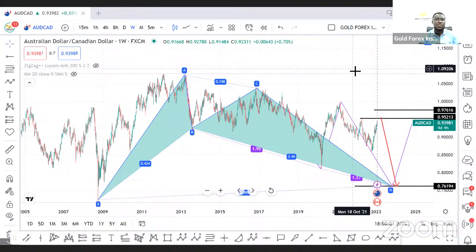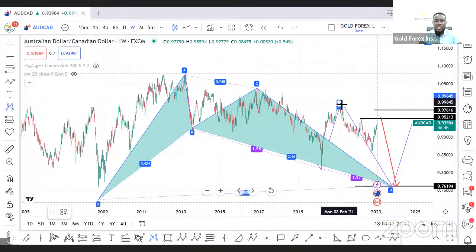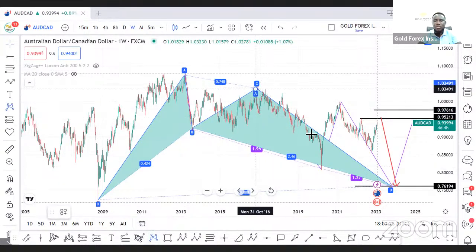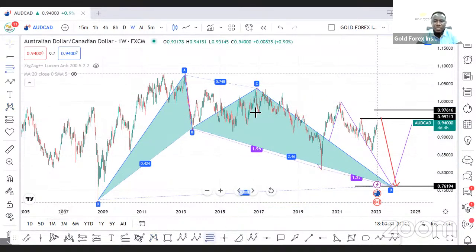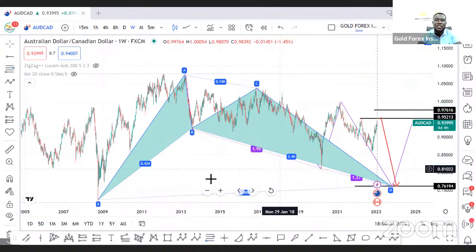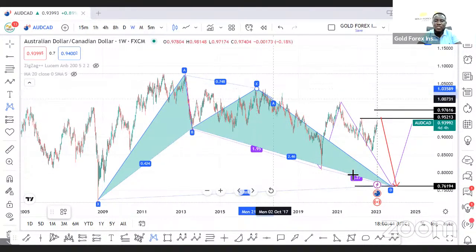So this is what I'm expecting on AUD CAD. If it should break this level, then that means that this cipher pattern will hold. If it should break this level, then this cipher pattern will rather hold. No, it's not even cipher. Sorry, guys. It's this butterfly pattern, it should be a butterfly. If it should break this equal high, then this butterfly pattern should hold.